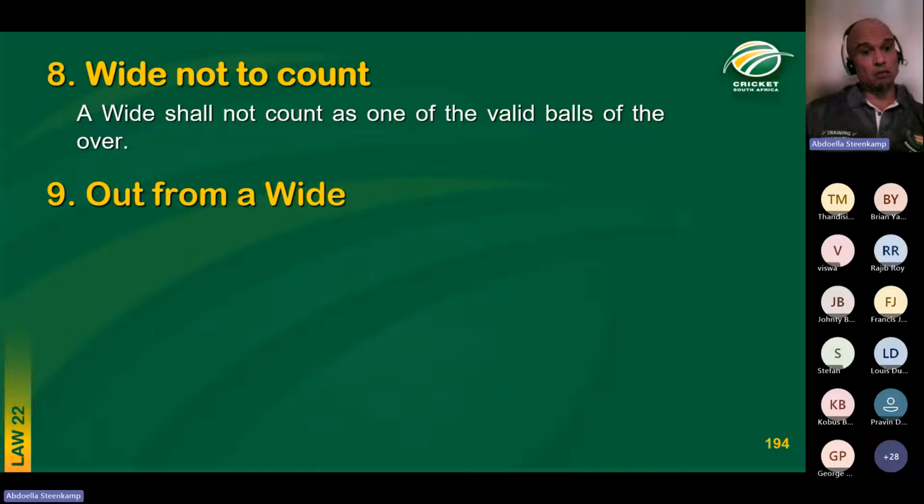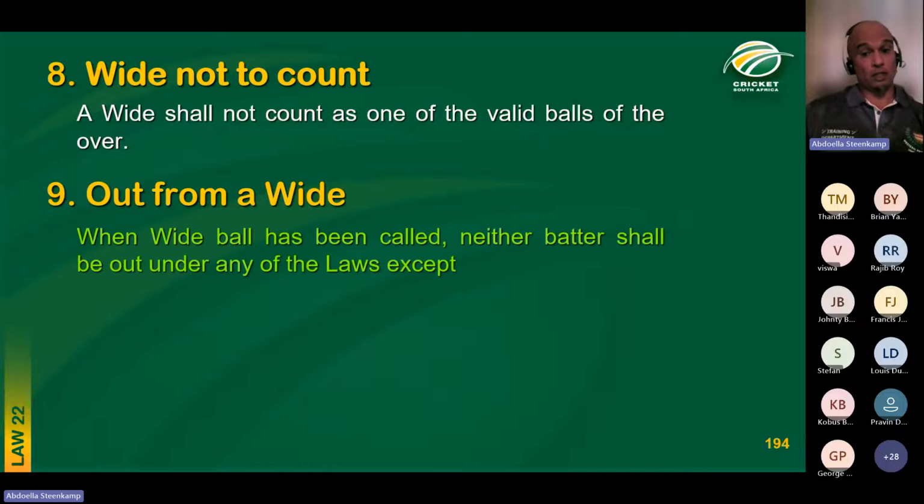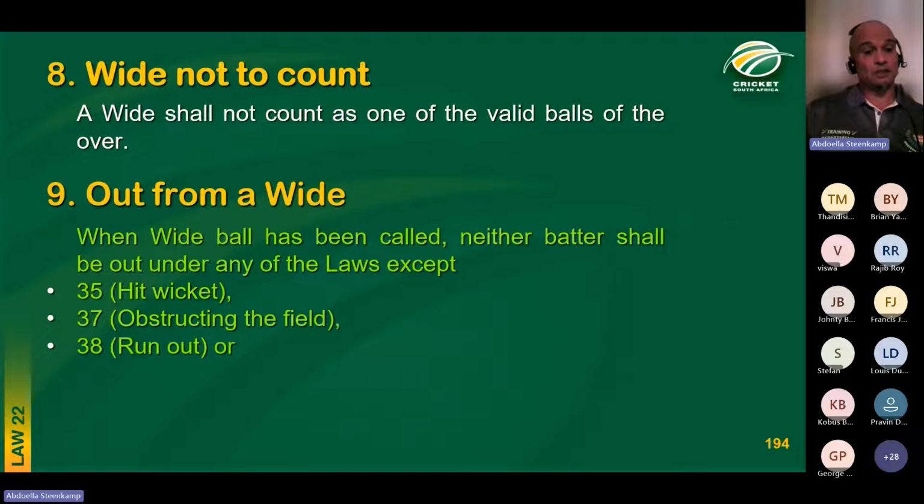How can you be dismissed off a wide? There are 4 ways to be dismissed off a wide. Number 1, hit wicket. Number 2, obstructing the field. Number 3, run out. And lastly, stumped. So again, this is highlighted in green. There is a question in the exam with regards to how you can be dismissed off a wide. So there are 4 ways, and these are the 4 ways.